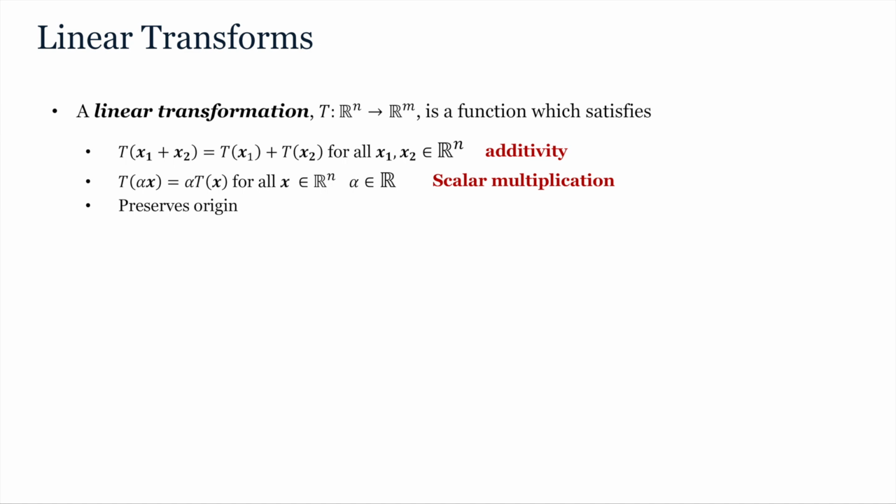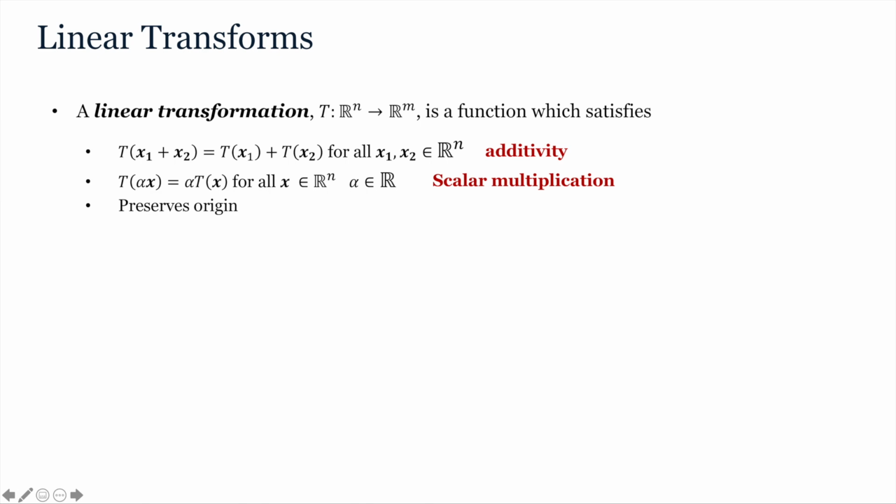Mathematically, a linear transform is a function which satisfies the properties of additivity and scalar multiplication, whilst preserving the origin. This means that if you sum two vectors and then transform them, you'll get the same result as if you'd transformed each individual vector and then summed the result. And the same is true for scalar multiplication. It's equivalent whether you do it before or after the transformation.